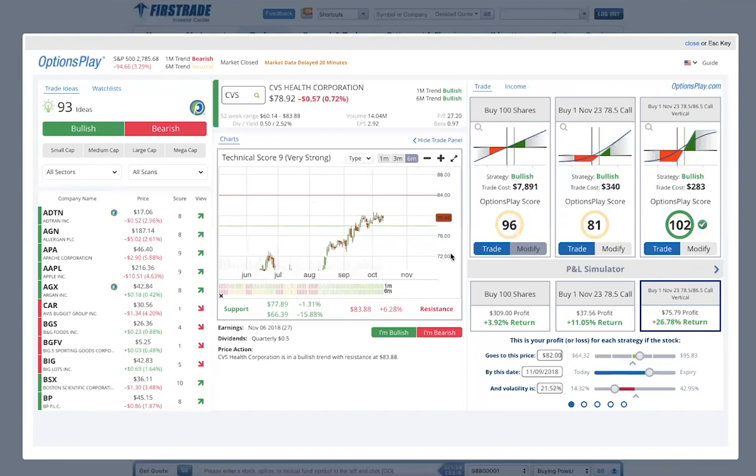So let's say you think it's only going to go to 82. As you can see, you make a 4% return on the stock, 11% on the call, 26% return on the call spread. None of these look particularly attractive if you only think the stock's going to go to 82.